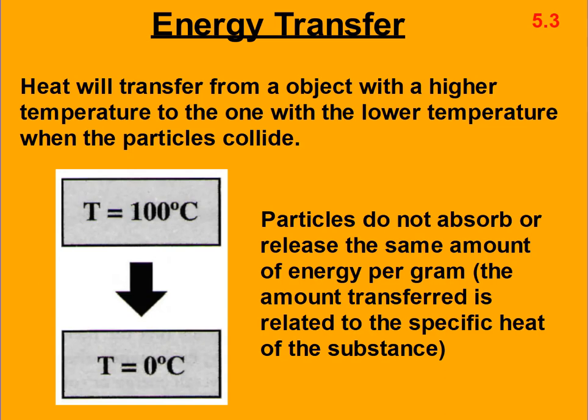We said before that heat is going to be transferred from an object with a higher temperature to an object with a lower temperature when the particles collide with each other. Particles do not absorb or release the same amount of energy per gram. The amount of energy that they can transfer per gram is the specific heat or related to the specific heat.